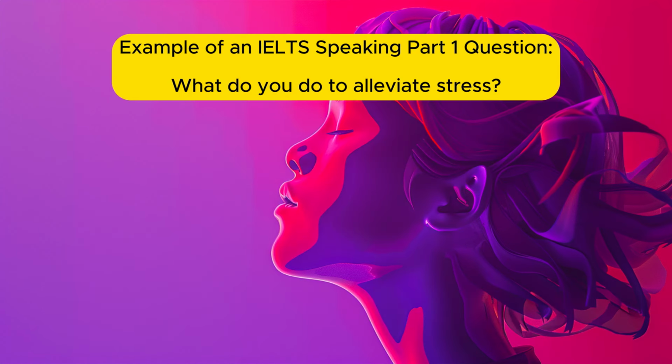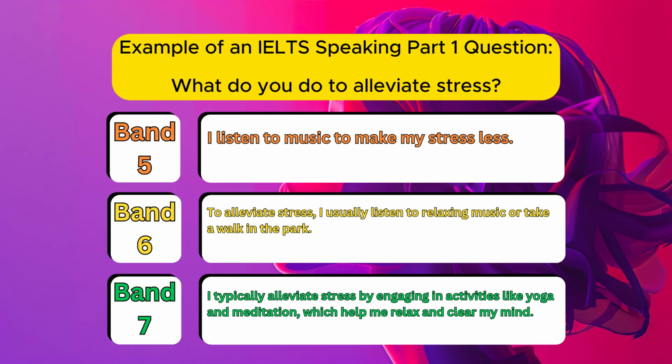Example of an IELTS Speaking Part 1. Question: what do you do to alleviate stress? Band 5. I listen to music to make my stress less. Band 6. To alleviate stress, I usually listen to relaxing music or take a walk in the park.